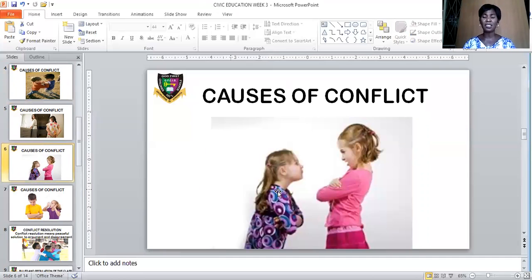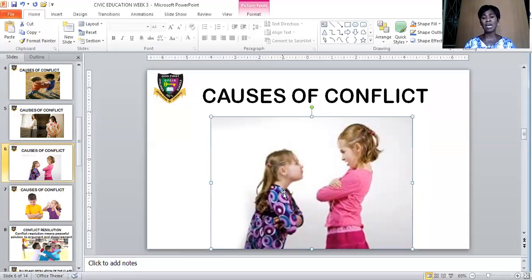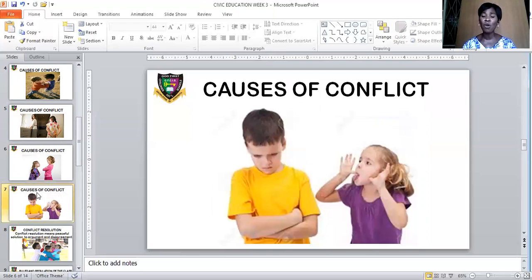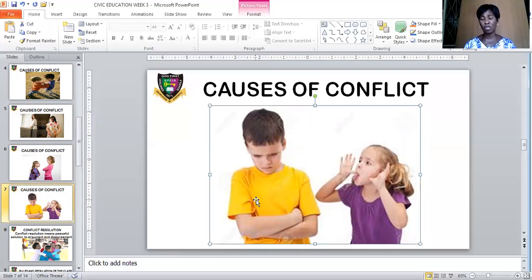The other one there is what? Abusing each other. Yes. Is it good to abuse yourself? No. It can cause conflict. The other one is making jest of each other. You are mocking yourself. Is it good to mock yourself? No, you should not mock each other. It's not good because it can lead to conflict.